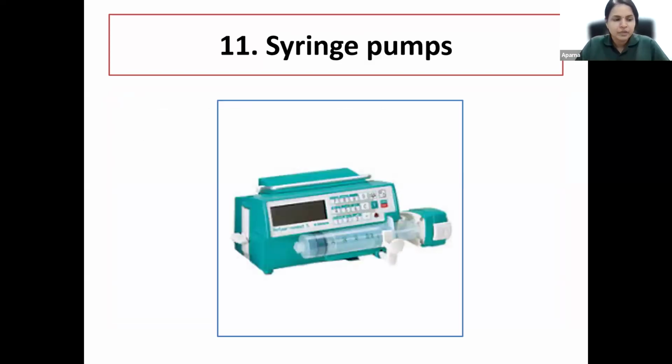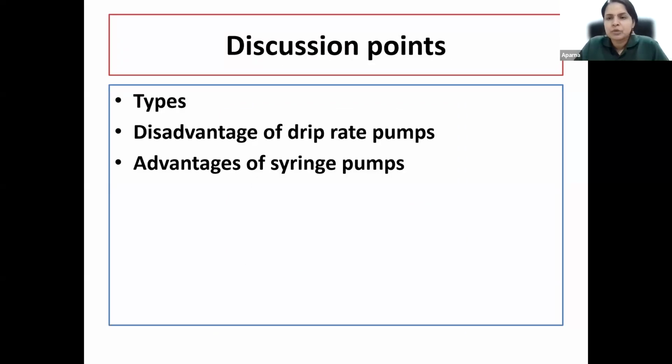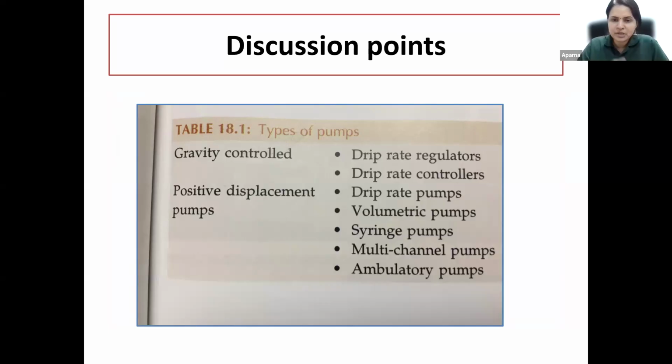Now, the next common equipment that is used is the syringe pump. Though there are different types of syringe pumps, starting from the drip rate pumps as well as the proper infusion pumps. So this is the table showing that there are gravity control pumps like the drip rate regulators, drip rate controllers, and the positive displacement pumps like volumetric pumps, syringe pumps, multi-channel pumps, and ambulatory pumps.